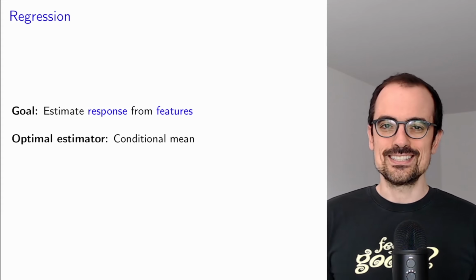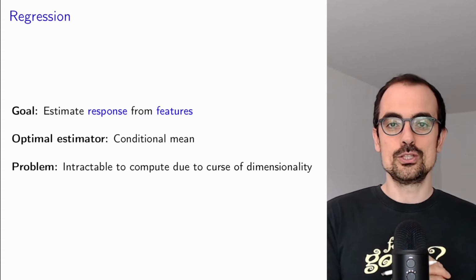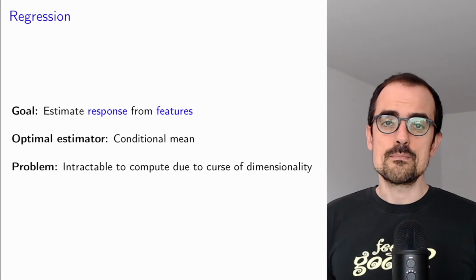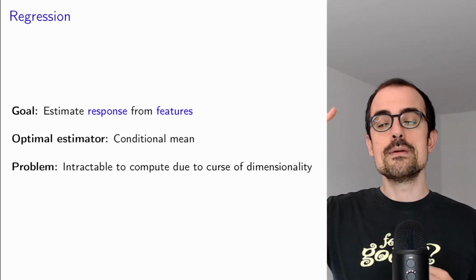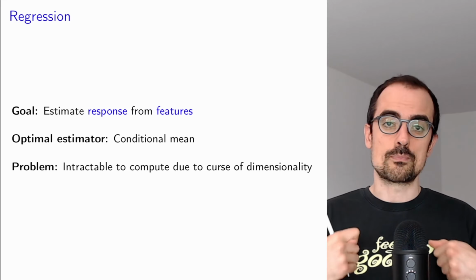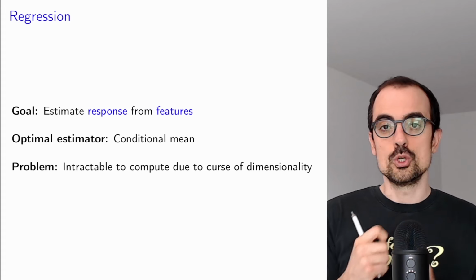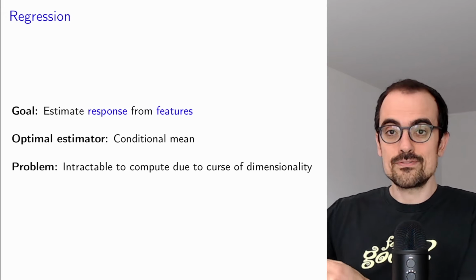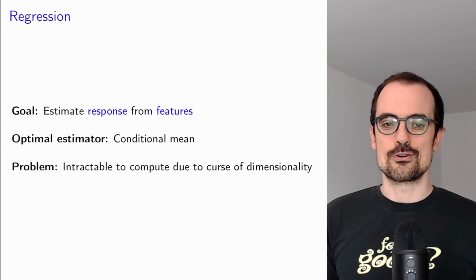So what is the catch here? The catch here is that it is in general intractable to compute the conditional mean due to the curse of dimensionality, as we have explained in previous videos. A short summary is that unless you have a very small number of features, there's going to be so many possible configurations of features that you're not going to be able to approximate the conditional mean from a reasonable finite dataset most of the time. You will encounter at test time, when you try to apply your model, different configurations of features than the ones you have seen in the training set. So that's what makes regression difficult.